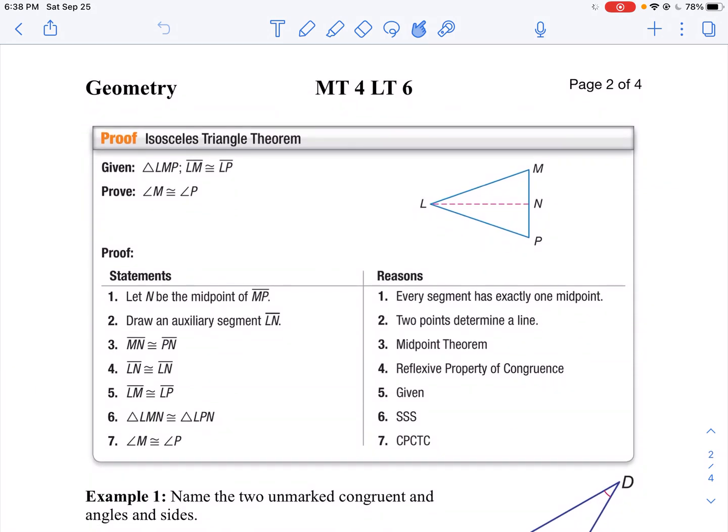We have this triangle, and we can draw in an auxiliary line, LN, and I'm going to make N the midpoint of that side. So in other words, I know MN is congruent to NP. Because it's isosceles, I know LM is congruent to LP. And notice LN is in both triangles, so LN is congruent to itself by the reflexive property. Then we can say the two triangles are congruent by side, side, side. And therefore, angle M is congruent to angle P by CPCTC.